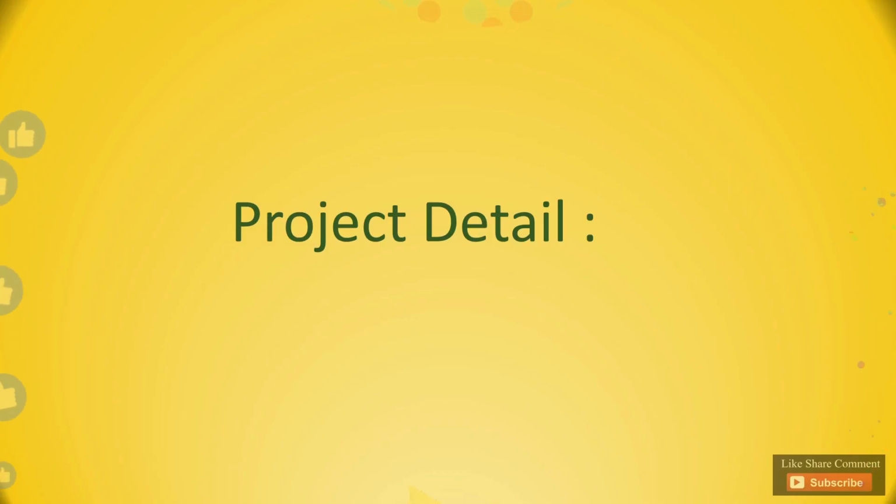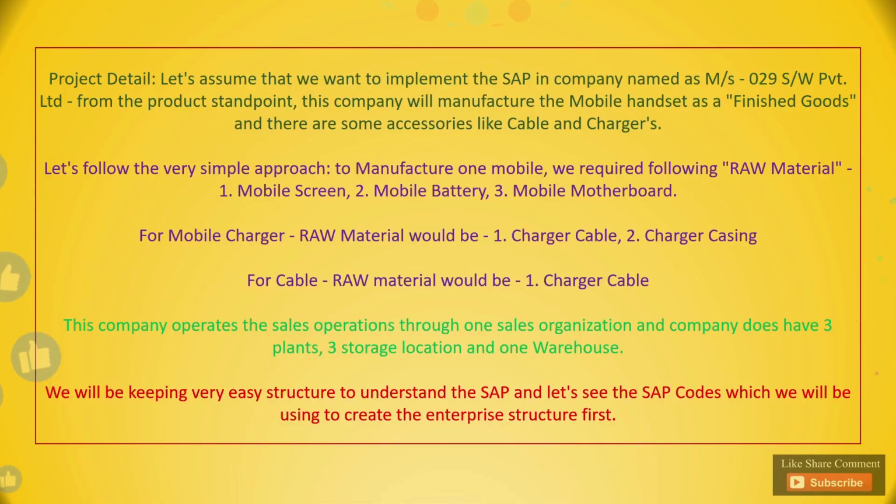From the project's detail standpoint, let's assume we want to implement SAP in one company named 029 Software Private Limited. From the product standpoint, this company is going to manufacture mobile handsets along with some accessories like cable and chargers.